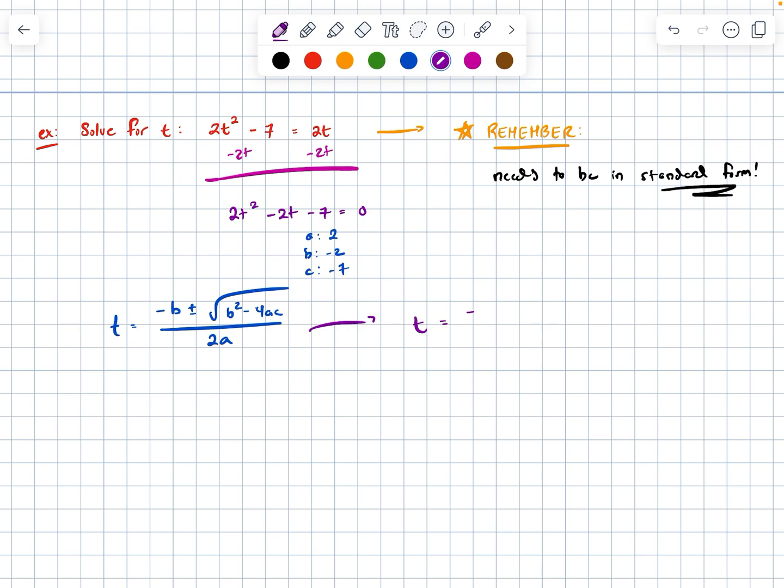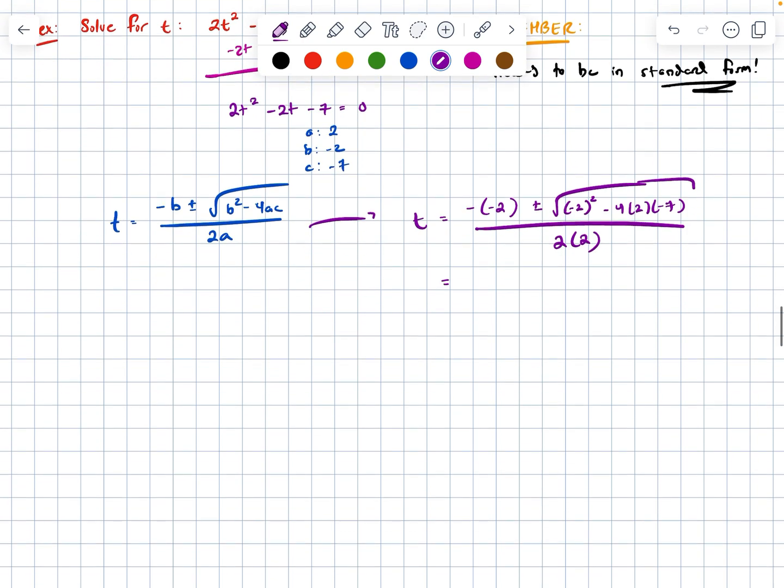This tells me that t should be equal to negative b, which is negative 2, plus or minus the square root of negative 2 for b squared, minus 4 times 2 times negative 7, all over 2 times a, which is 2. Simplifying over here, I've got negative negative 2, which is a fancy way to say positive 2, plus or minus the square root of negative 2 squared, which is 4. Negative 4 times 2 is negative 8, times negative 7 is positive 56, all over 2 times 2, which is 4. From here, I've got 2 plus or minus the square root of 60 over 4.